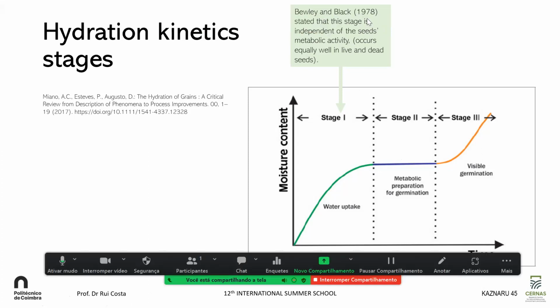And so here, I just wanted to say that this stage happens in dead cells or in live cells. If it happens in dead cells, we'll never reach this stage 3 germination. If it happens in live cells, then we can have stage 2 and stage 3.